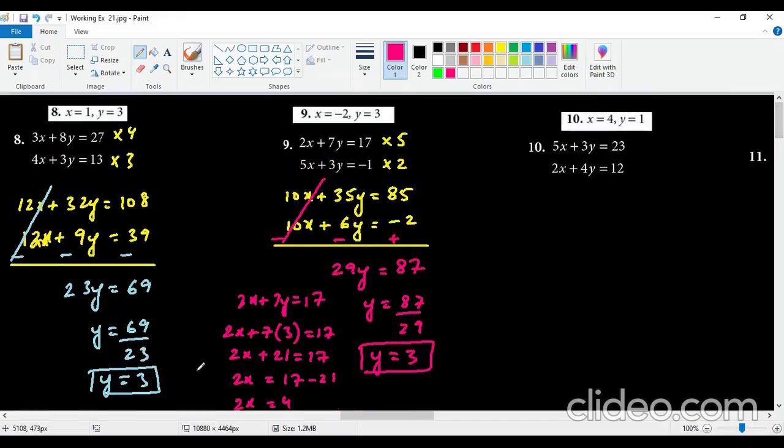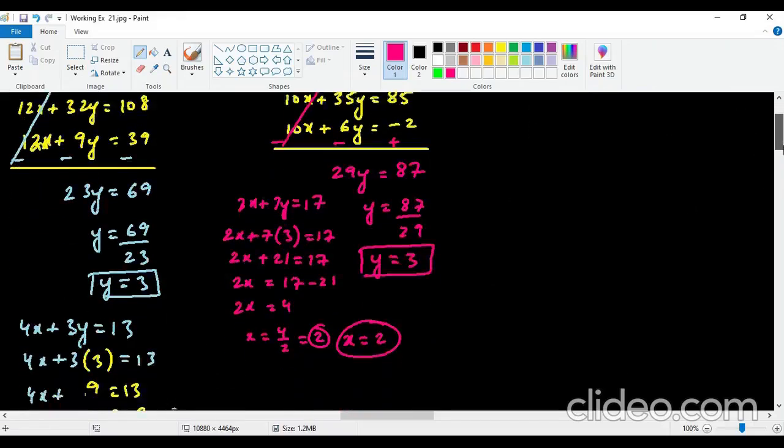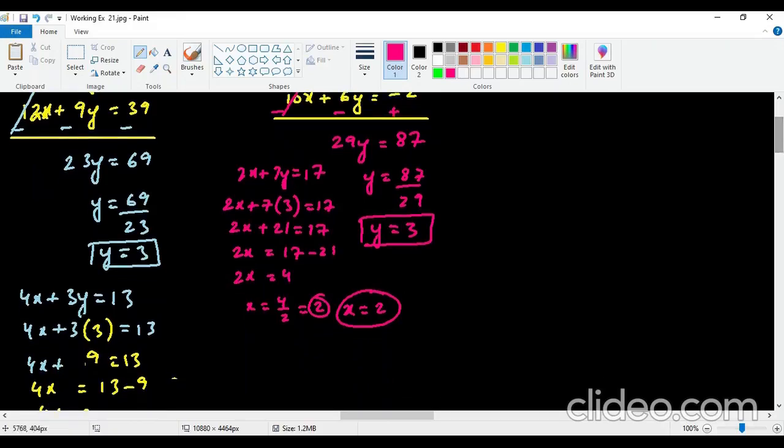It should be a negative 2 in my opinion. Yes, it is negative 2, because it's a negative 21 and plus 17 is going to give us a negative 4. So negative 4 divided by positive 2 is going to give us a negative 2.